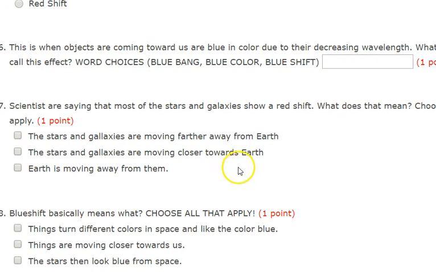Number 7. Scientists are saying that most of the stars and galaxies show a red shift. What does that mean? Choose all that apply. That the stars and galaxies are moving farther away from Earth? The stars and galaxies are moving closer to Earth? Or Earth is moving away from them? Again, this is a choose all that apply. So if it's showing a red shift, what does it mean?